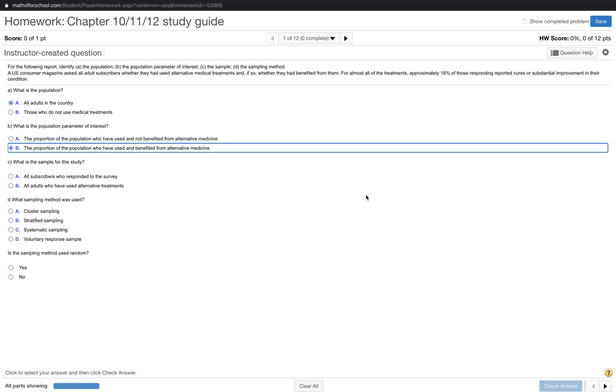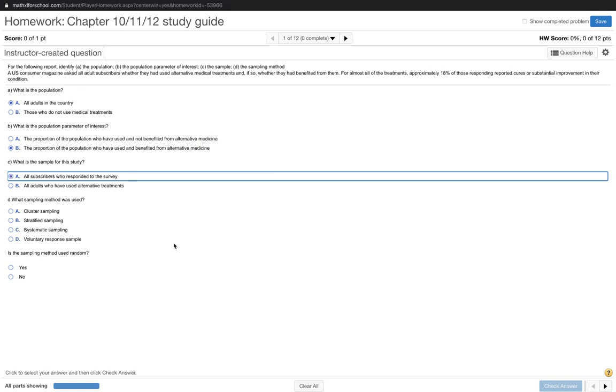What is the sample for this study? A U.S. consumer magazine asked all adult subscribers whether they had used alternative medical treatments. So the sample were the subscribers to that magazine who responded to the survey.